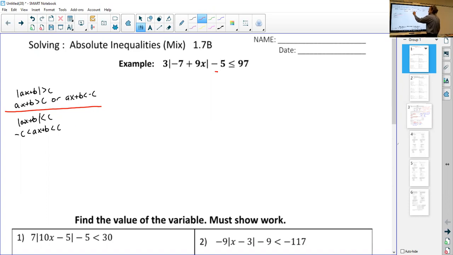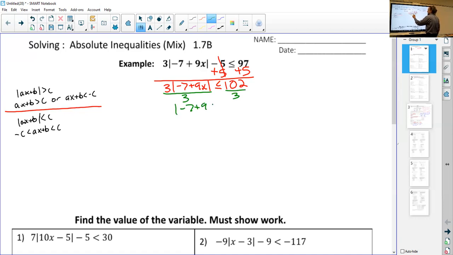And we do that just like we've done with equations. So to get rid of -5, we do +5. I try to write this as small as I can to preserve space. So 3 times the absolute value of -7 plus 9x. This cancels, less than or equal to 102. And then we want to get rid of times 3, so we divide by 3. So we have the absolute value of -7 plus 9x less than or equal to 102 divided by 3 is 34.